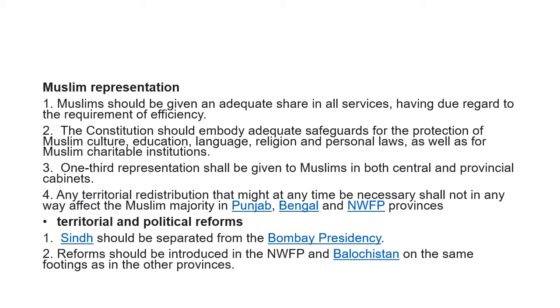Another demand was related to territorial adjustment. However, it was there to protect Muslim rights, because he demanded that any territorial redistribution that might at any time be necessary shall not affect the Muslim majority in Punjab, Bengal, and NWFP. These three provinces were Muslim majority provinces, and Jinnah demanded that if at any time territorial redistribution is required, it should be done in such a way that the majority in Punjab, Bengal, and NWFP is not reduced to a minority. And he demanded the separation of Sindh from Bombay, and he also demanded that political reforms be introduced in NWFP and Balochistan on the same footing as in other provinces.